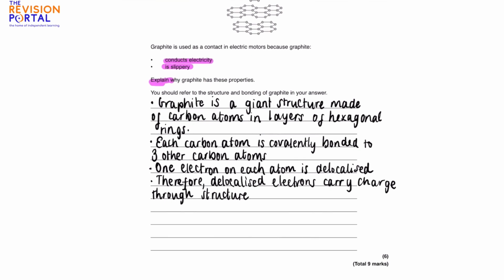So, I mentioned before that there are 2 really important bonding types. The first is covalent bonding, that is between the carbon atoms, but we also have weak intermolecular forces between the hexagonal layers that we mentioned before. So let's talk about those again. So we can say that the layers are free to slide over each other because there are only weak intermolecular forces between the layers.